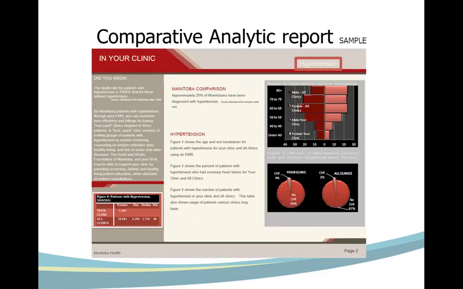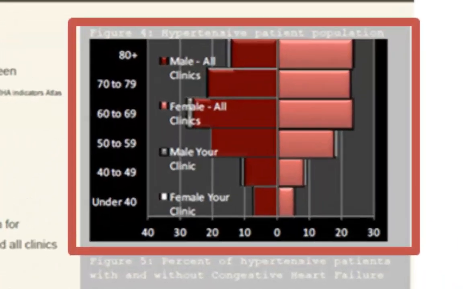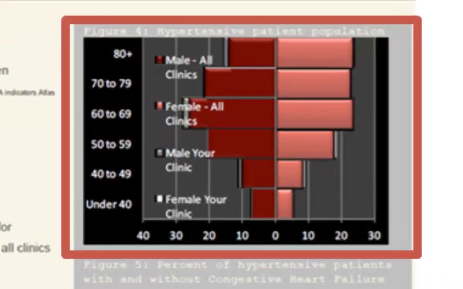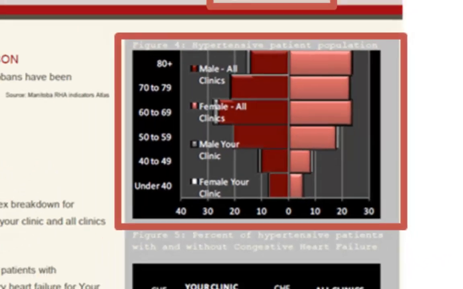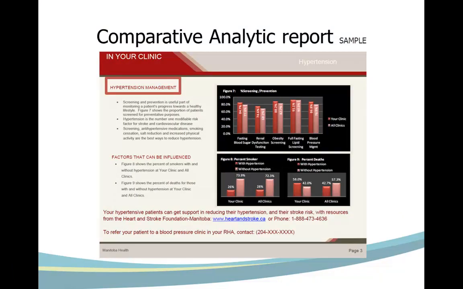The next slide shows an example of comparative analysis specific to hypertension. Figure 4 in the top right shows the age and gender breakdown for patients with hypertension for your clinic, alongside the data analyzed from the rest of the extract repository. With respect to hypertension management, this comparative analytic report provides the information that screening and prevention is a useful part of monitoring a patient's progress towards a healthy lifestyle.